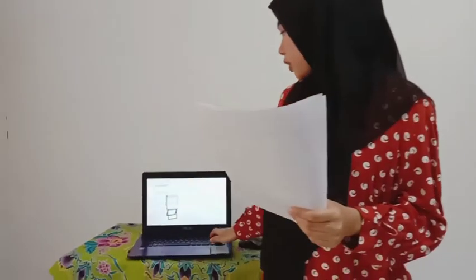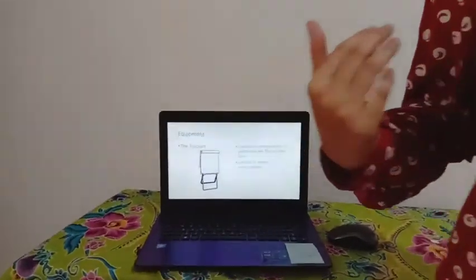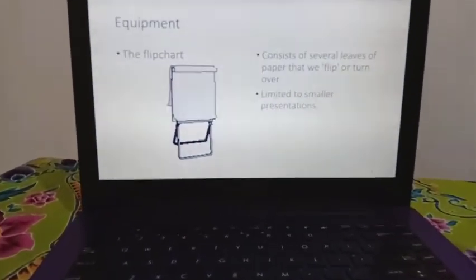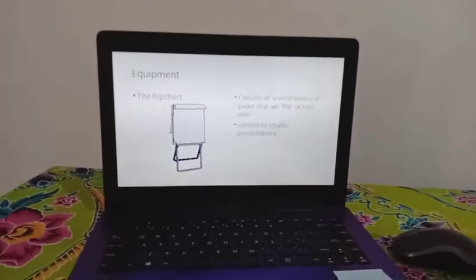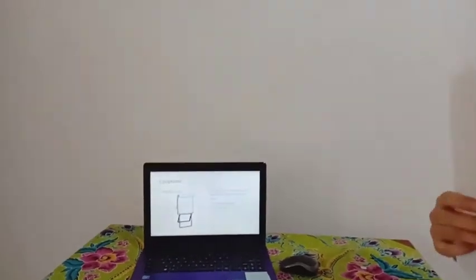The next equipment, the flip chart, consists of several leaves of paper that we flip or turn over. Limited to small presentations. For presentations limited to a small room of 50 participants, maybe you need a flip chart for writing or illustration, to take notes so that the audience understands.